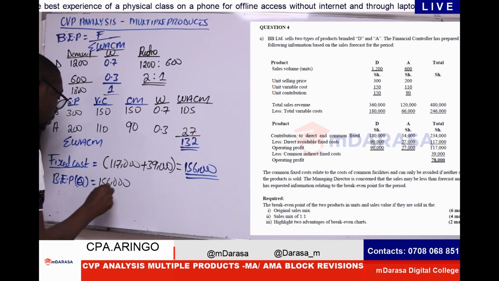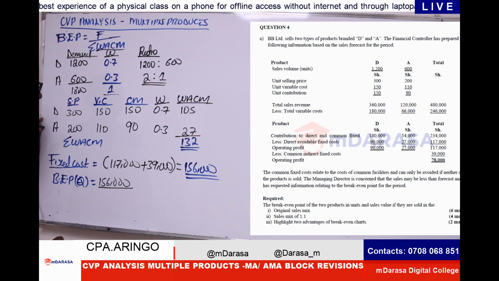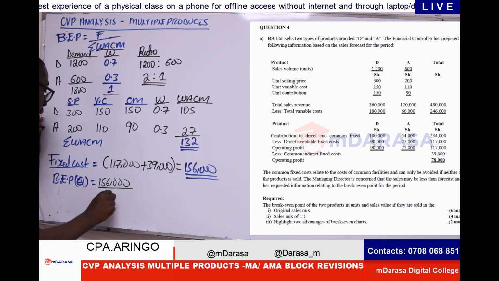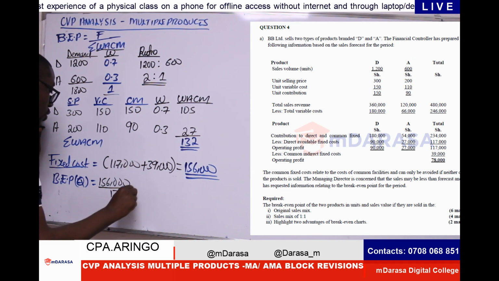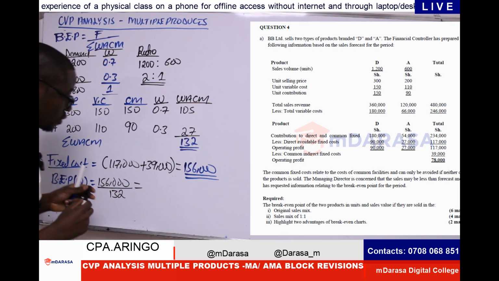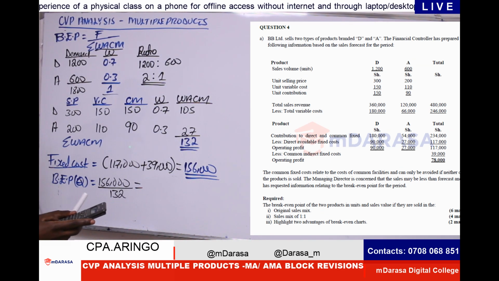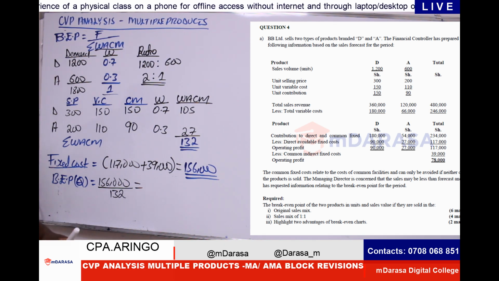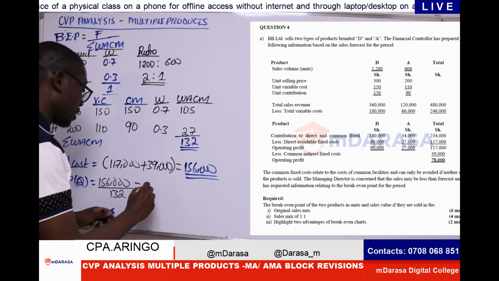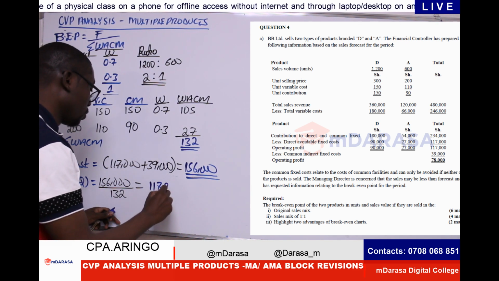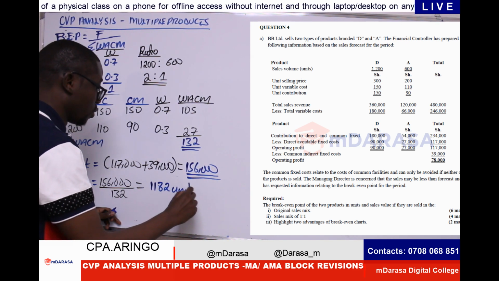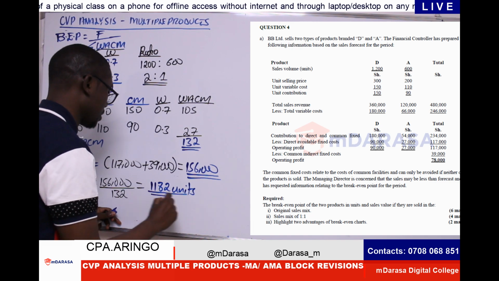156,000. We are going to divide this by our weighted average contribution, which is 132. So at the end of the day, this will give us what? 156,000 divided by 132 will give us 1182 units. So you're getting 1182 units. Of course, that is for the first case, okay?